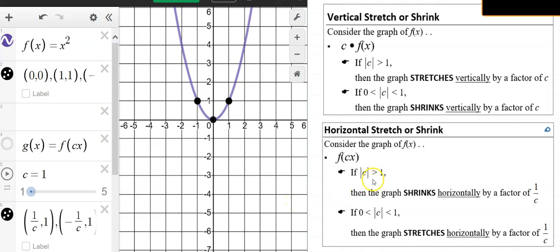So if c equals 2, then since 2 is bigger than 1, we should have a horizontal shrink by a factor of 1 over c, which is 1 over 2. Right now we're at (1, 1). If we have a horizontal shrink by a factor of 1 over c, then we're shrinking the x value. So if I'm at x equals 1, when I shrink it by 1 over c, or 1 over 2, I should be at x equals 1/2.